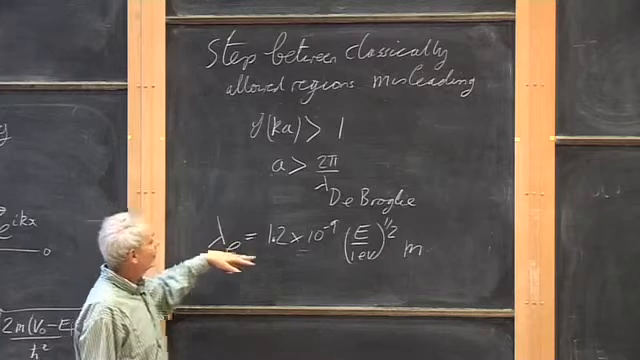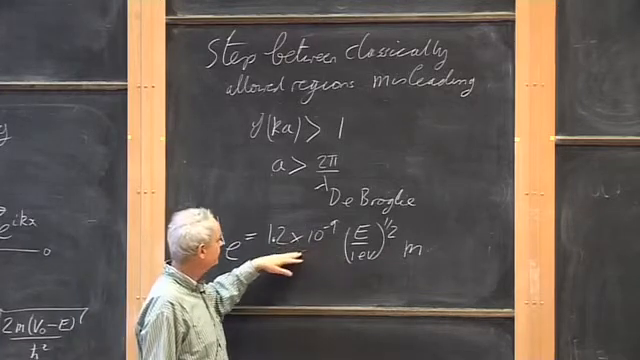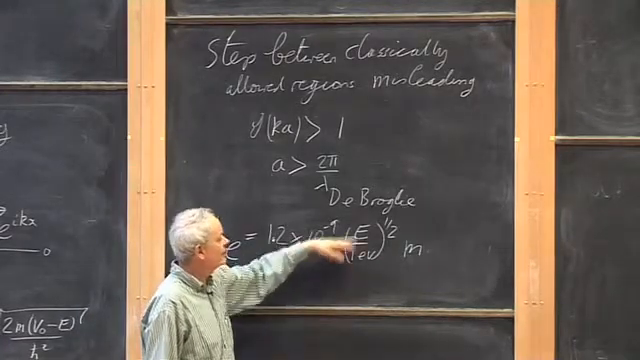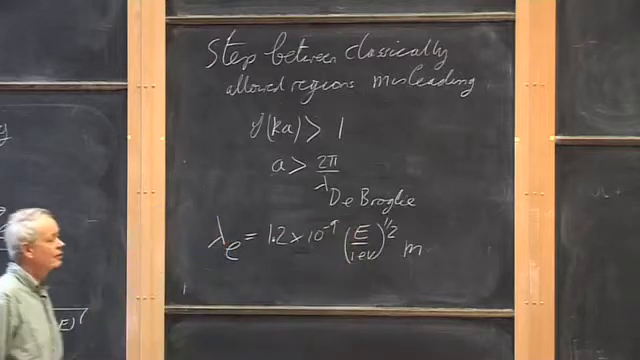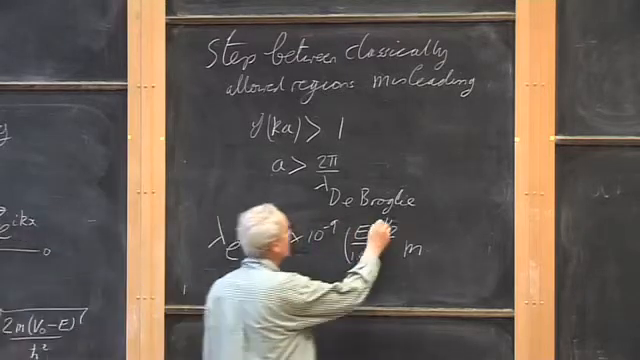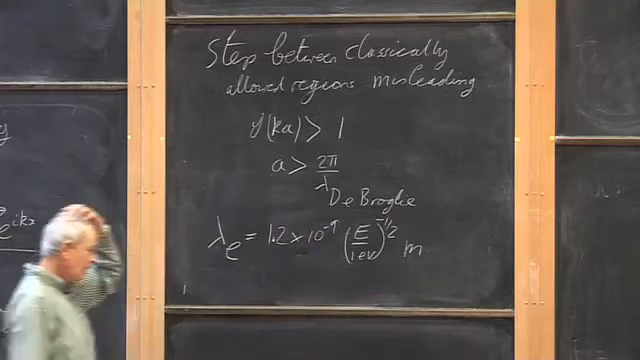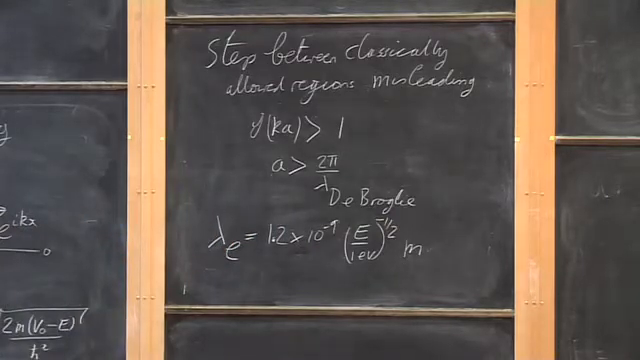Then the de Broglie wavelength is a nanometer or so times the energy in electron volts. Oop, that's a minus a half, isn't it? Because the higher the energy, the shorter the de Broglie wavelength.